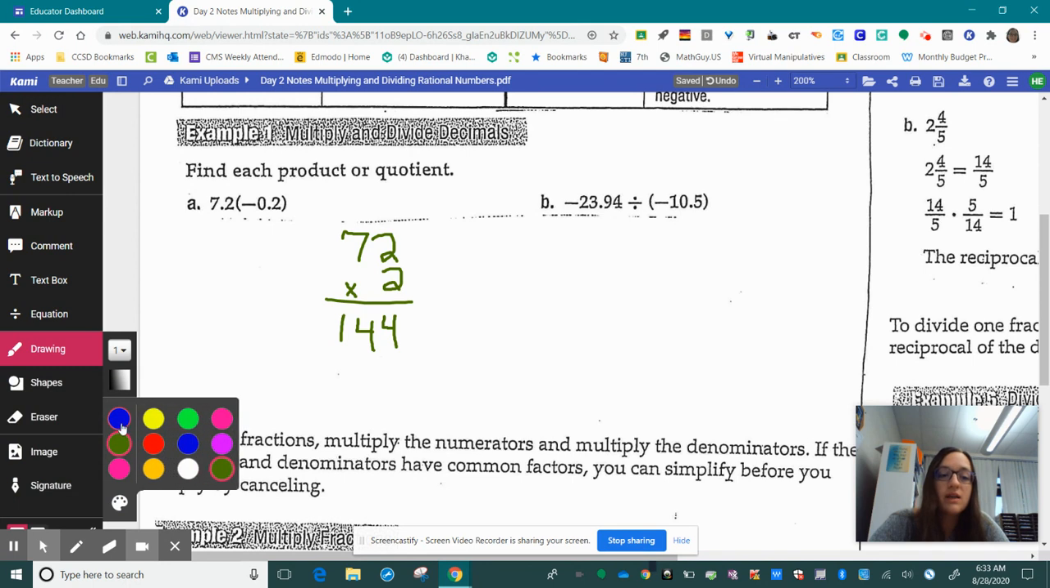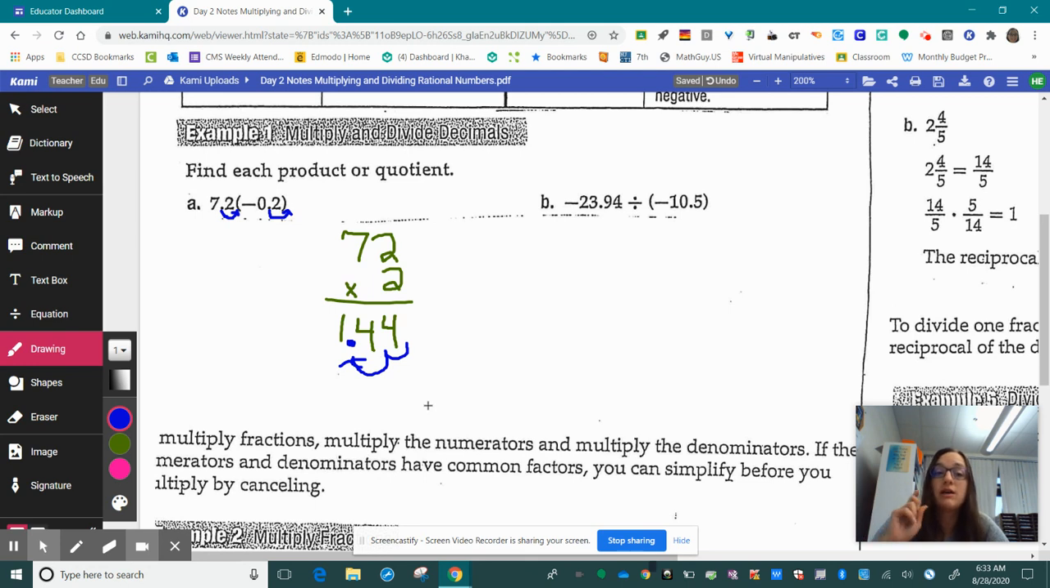From there, we can then check our decimal. So our decimal, we have to figure out how many decimal places are in the problem. We have 1 here, and we have 1 here. This is a total of 2. So we have to put both of those into our answer. So we go 1, 2. Our decimal goes right there, and our answer is 1 44/100.